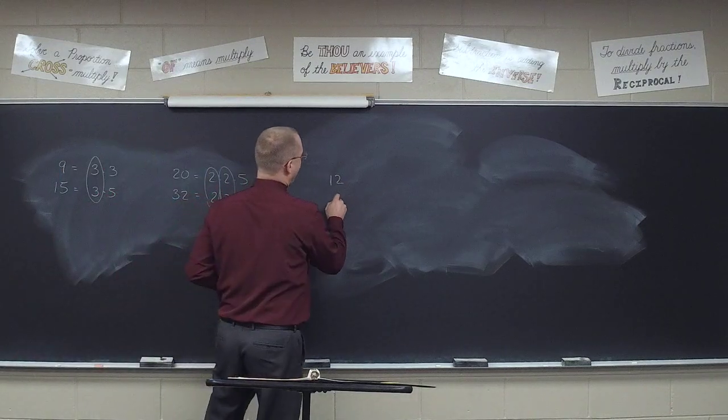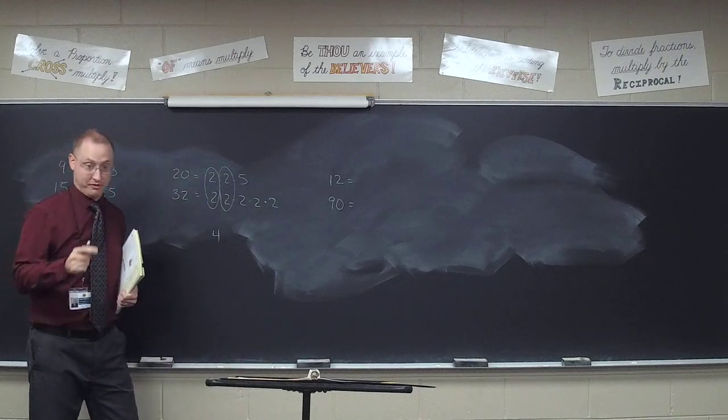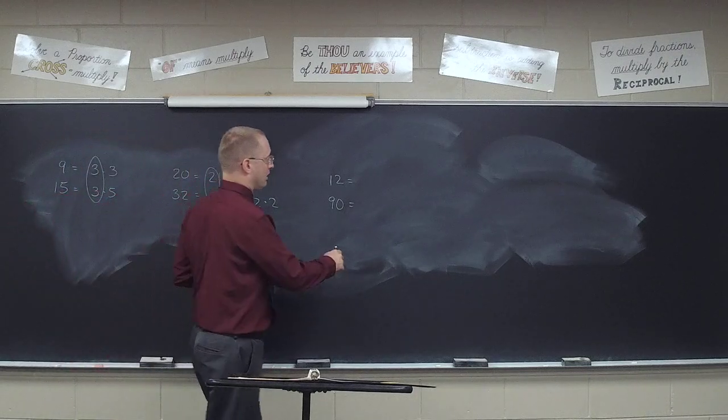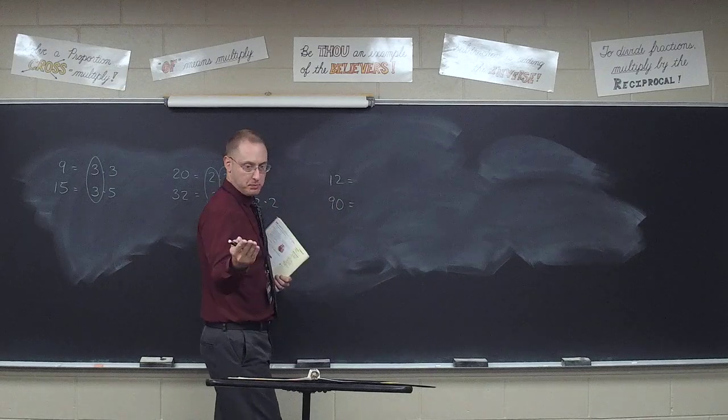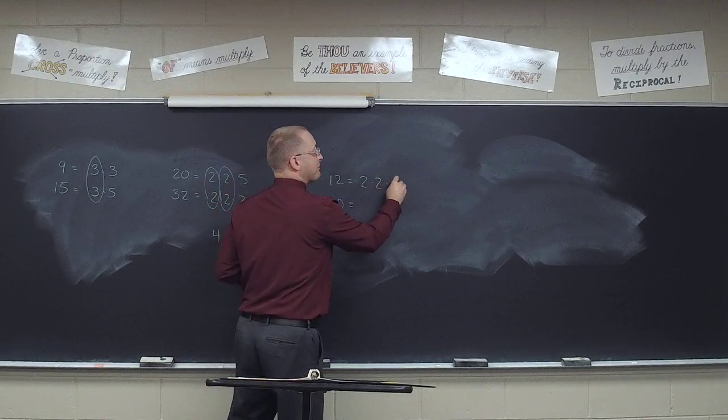Look at the next one, 12 and 90. Now, 12 isn't too bad. How did the 12 prime factor, Paige? 4 times 3. Well, initially 4 times 3, but then the 4 splits into 2 times 2. So we have a 2 times 2 times that 3 that you said.